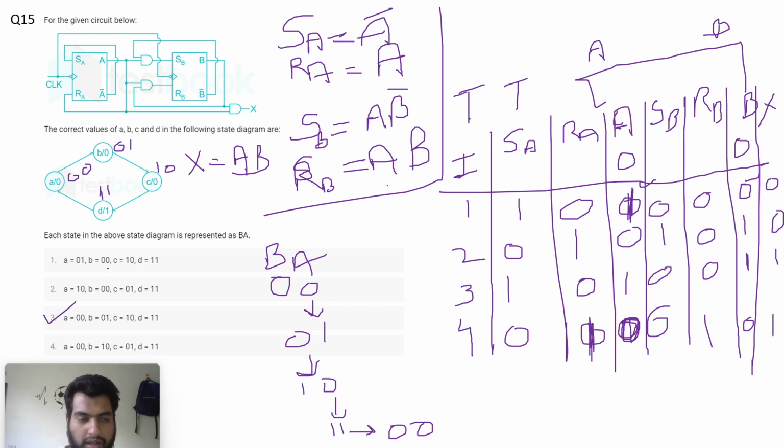So how was I able to write D equal to 1 1? See, when I'm here, my B is 1 and A is 0, I am at 1 0. And when I am going to 1 1, that is B equal to 1 and A equal to 1, my output changes to 1.